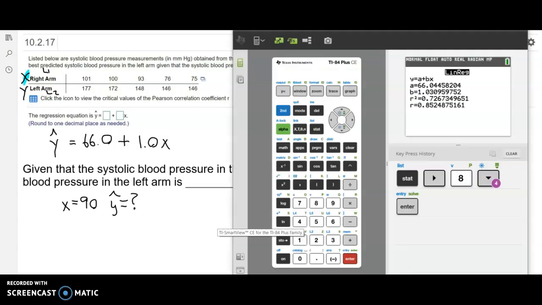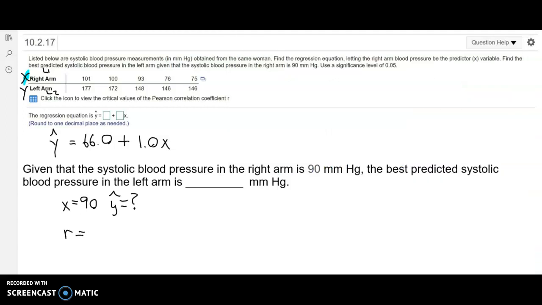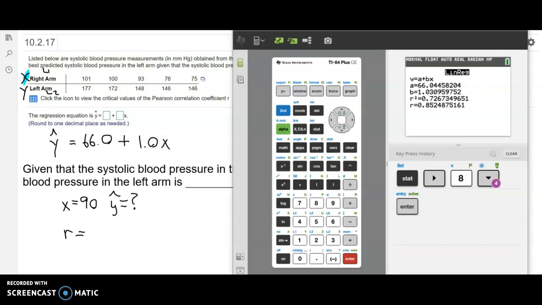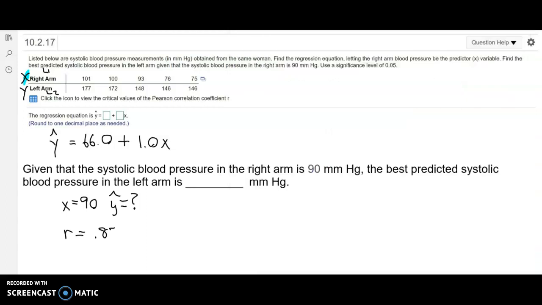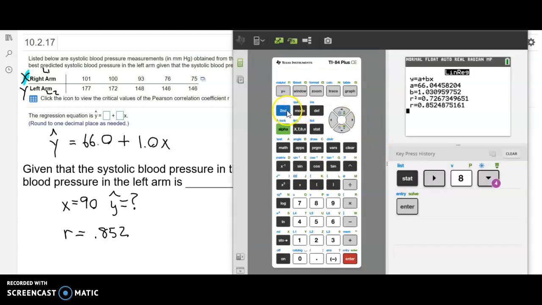Let's go back to our graphing calculator, and I'm going to just write down our correlation coefficient R that we came up with, and it was 0.852. So I'll write R equals 0.852. And now let's go ahead and look at a graph of our data to see if it even appears linear to us.